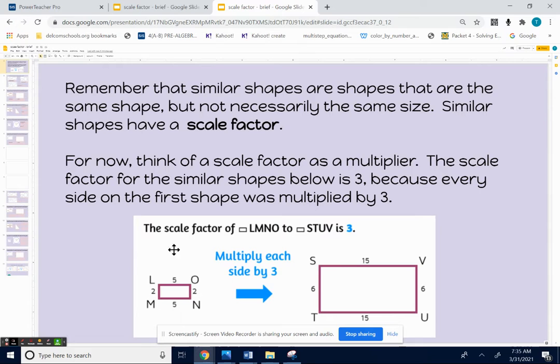Okay, and we are multiplying. Notice that 5 is multiplied by 3 to get 15. 2 is multiplied by 3 to get 6. And the other 2 and 5 are also multiplied by 3. So they're similar because they're proportional. But we're just now looking at simply the number that we're multiplying by. We are multiplying by 3, so we're going to say that the scale factor of this problem is 3.